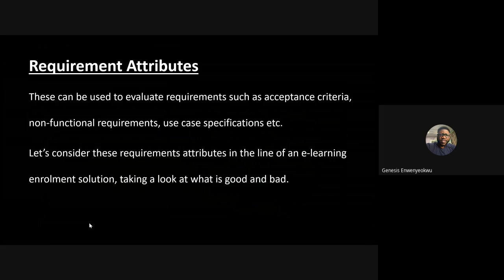So let's take examples of good and bad requirements using TACUPT, right? How we evaluate a good or bad requirement using TACUPT, using an e-learning portal or e-learning enrollment solution as an example. So let's consider an e-learning enrollment solution that allows local and international students to register on the portal, professors or lecturers to log in or sign up or register on the portal as well, and students to select courses they're going to write, and also the duration of their course.